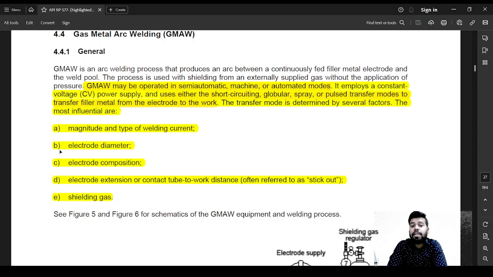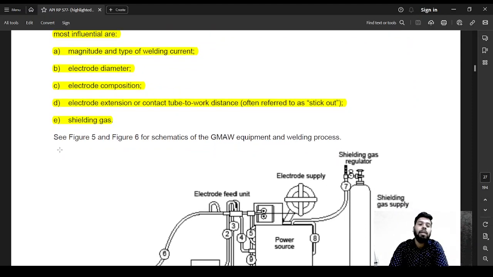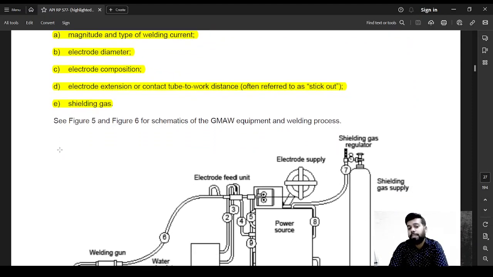GMAW can be automated, semi-automated, or sometimes manual also. It employs a constant voltage power supply and uses either short-circuiting, globular, or spray transfer modes. So the transfer from the electrode to the workpiece can happen in 4 ways. You can have the short-circuiting method, the globular method, or the spray or pulse spray method of metal transfer. The transfer mode is going to be determined by various factors. The most influential are the magnitude and type of welding current, electrode diameter, electrode composition, electrode extension, or the contact tube to work distance, and the shielding gas.